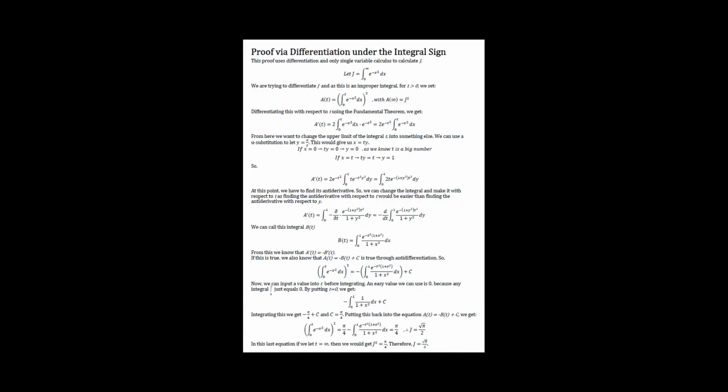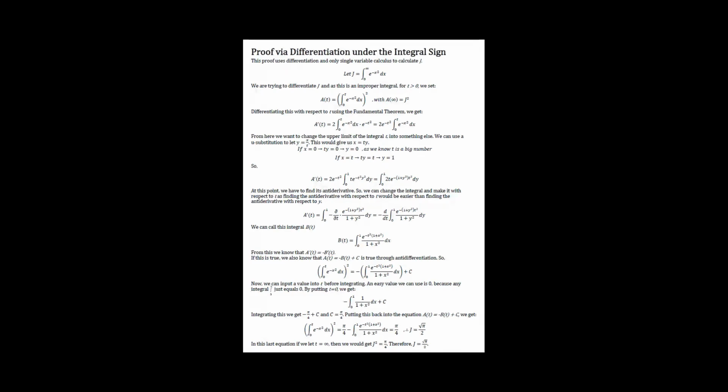This proof uses differentiation and only single variable calculus, not multivariable calculus, to calculate j. Let j equals the integral. We're trying to differentiate j, and as this is an improper integral, for t greater than 0 we set a of t equals this integral, with a of infinity equals j squared. Now we differentiate this with respect to t using the fundamental theorem of calculus and get. From here, we want to change the upper limit of the integral t into something else. We can use substitution, let y equals xt. This will give us x equals ty.